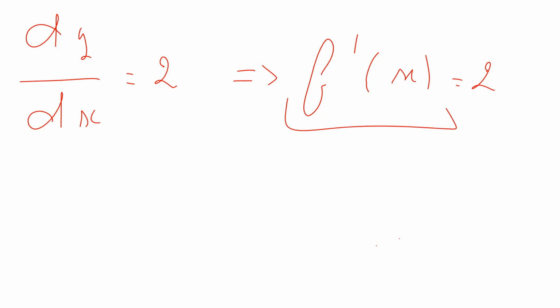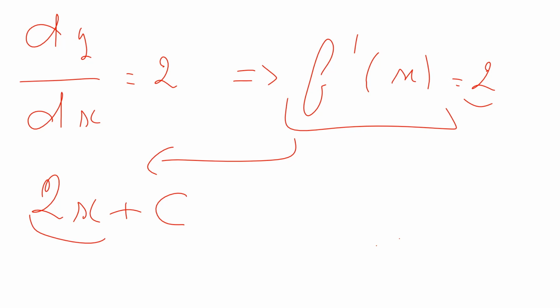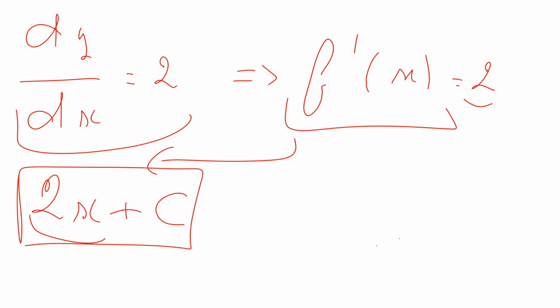Well, surely it will be something like 2x, right? Because the derivative of 2x will be 2, plus a certain constant. Why? Again, because we are trying to find the general solution for this differential equation here. And this is the solution for f prime of x is equal to 2.